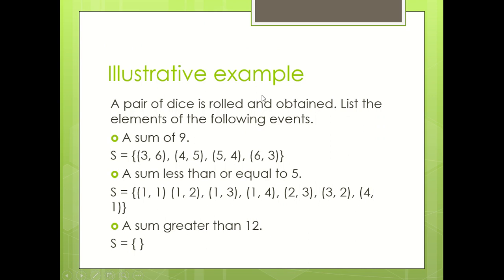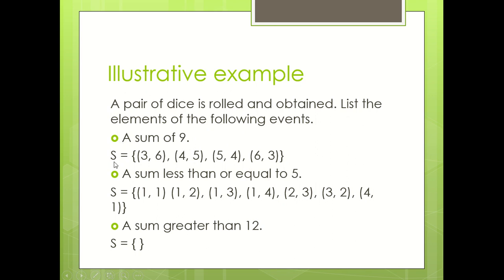So from the table of the 36 outcomes when a pair of dice is rolled, you are asked to list the elements of the following events. The outcomes of an experiment are known as events. Let's say that the first event is to come up with a number with a sum of 9.